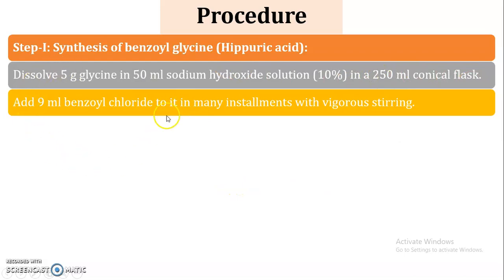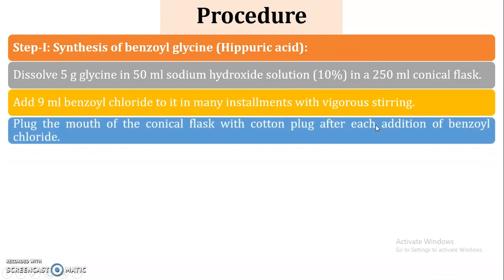Add 9 ml of benzoyl chloride in many installments. Means at a time we don't have to add the whole 9 ml of benzoyl chloride. What we have to do is add in small portions, and after adding we have to carry out vigorous stirring. Also we have to take care while handling benzoyl chloride, because it is highly corrosive. Then we have to plug the mouth of the conical flask either with a cotton plug or a stopper after each addition of the benzoyl chloride.